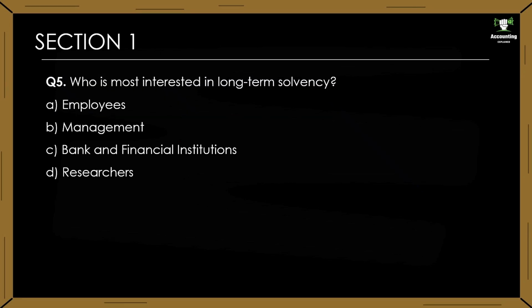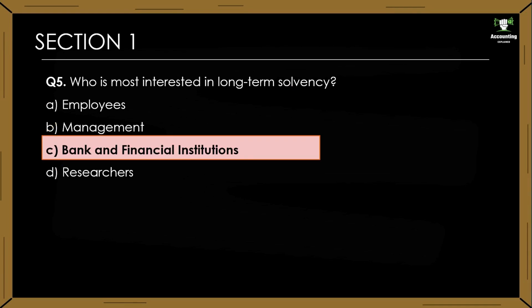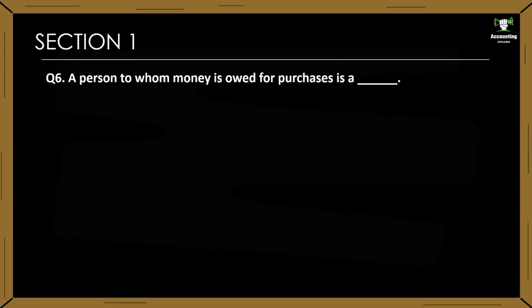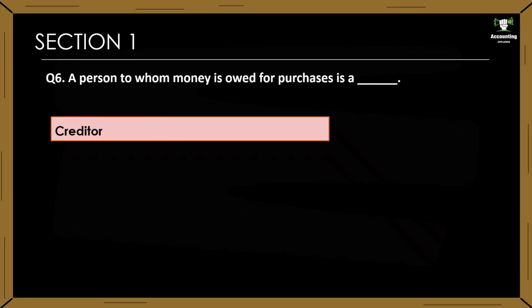Question 5. Who is most interested in long-term solvency? A. Employees. B. Management. C. Bank and financial institutions. And D. Researchers. Answer is bank and financial institutions. See, long-term solvency is a firm's ability to pay its long-term debts, right? So, banks and financial institutions are the most interested in this because they are the persons who are going to give you a loan. A person to whom money is owed for purchases is a dash. Answer is creditor, because a person to whom the business owes money for credit purchases is called a creditor.